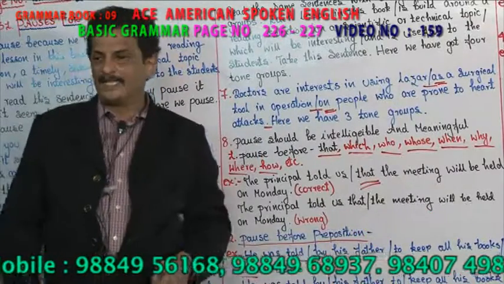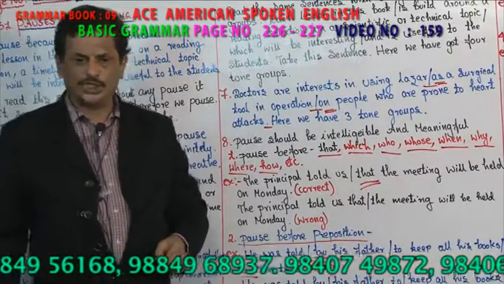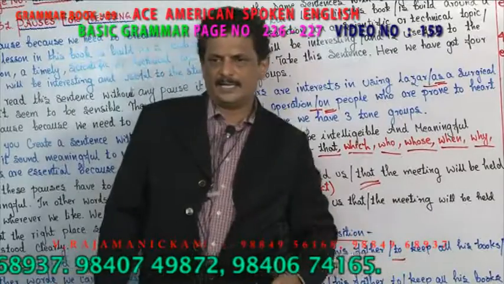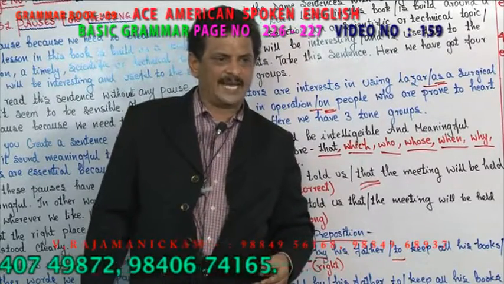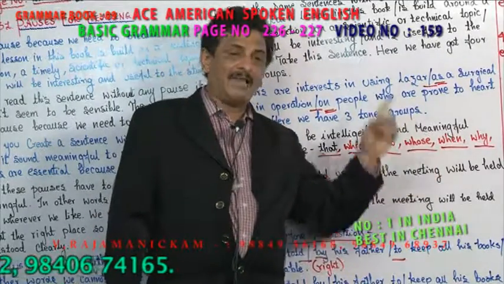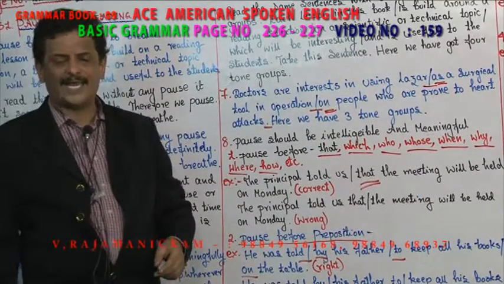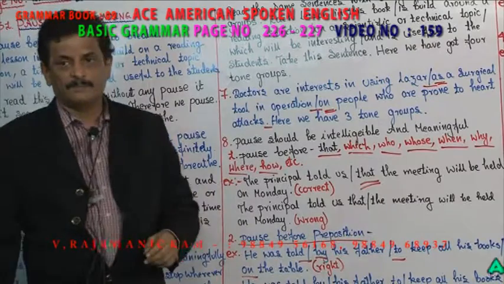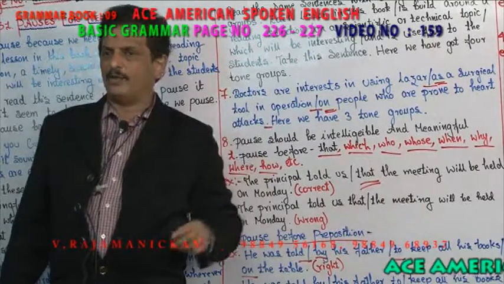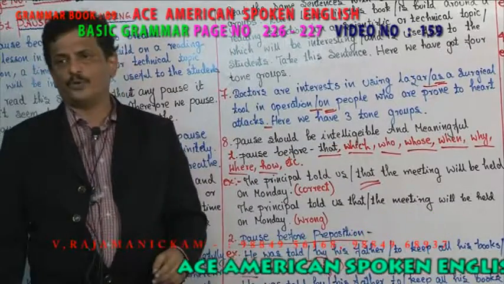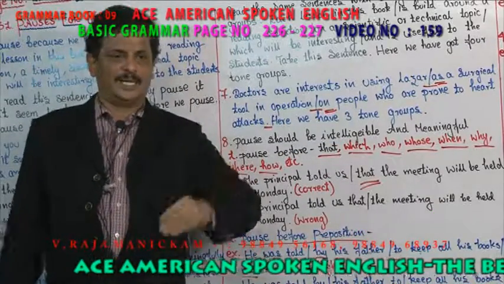Who? I like the boy who is wearing the blue shirt. Whose... similarly, when: I will eat when I feel hungry. Why? That is the reason why I went there. Where? This is the place where I go for swimming.